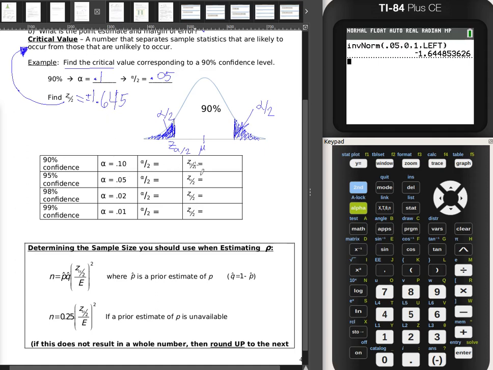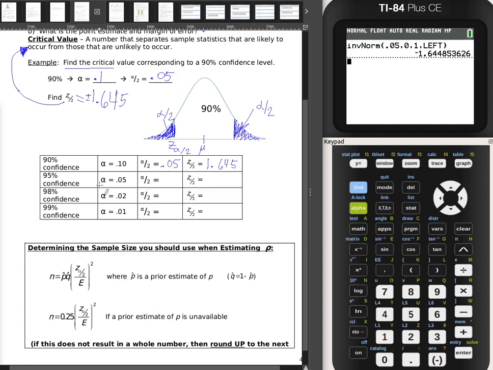So why don't we find these critical values for different confidence levels? We already found alpha over 2 for this one is 0.05 for 90% confidence, and the critical value was 1.645. Each one of these will have a unique critical value, so you won't have to find it each time if you can remember these.